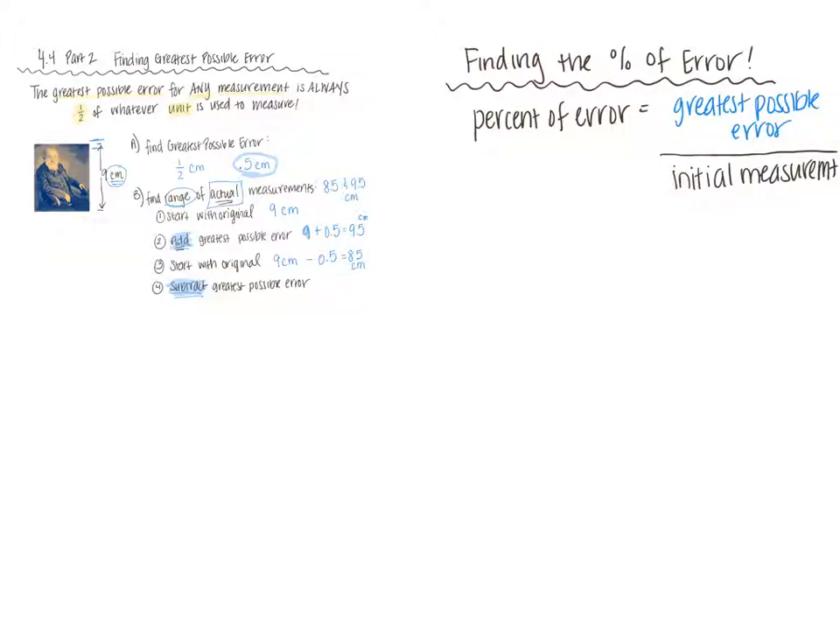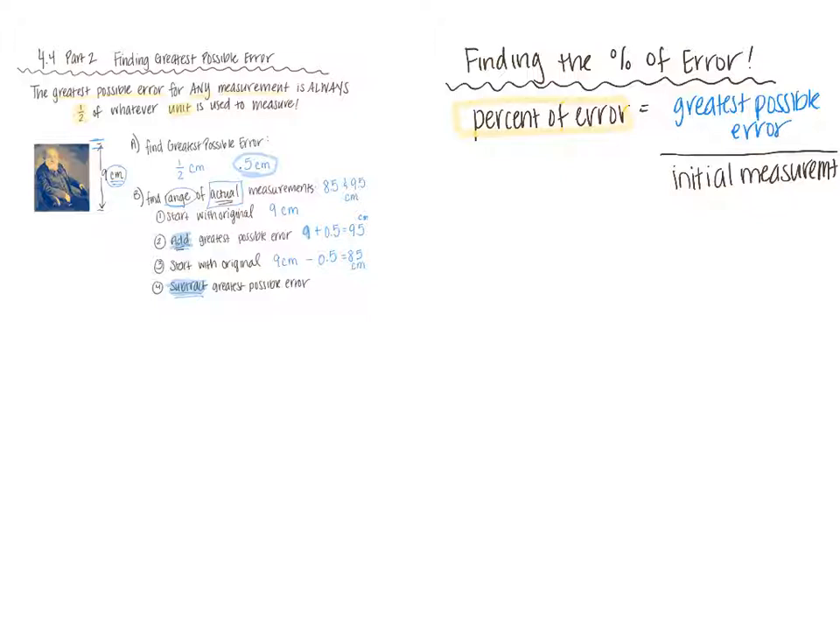Let's say that I am thinking back on this picture that I measured for the yearbook, and I know what my greatest possible error is, and I know what the range of actual measurements on this picture could be, but now I want to know what the percent of error actually is. Well, my percent of error is going to be my greatest possible error over the initial measurement.